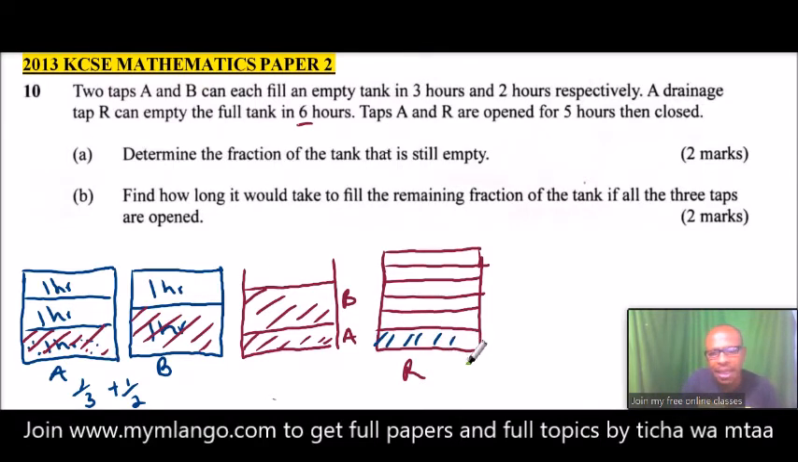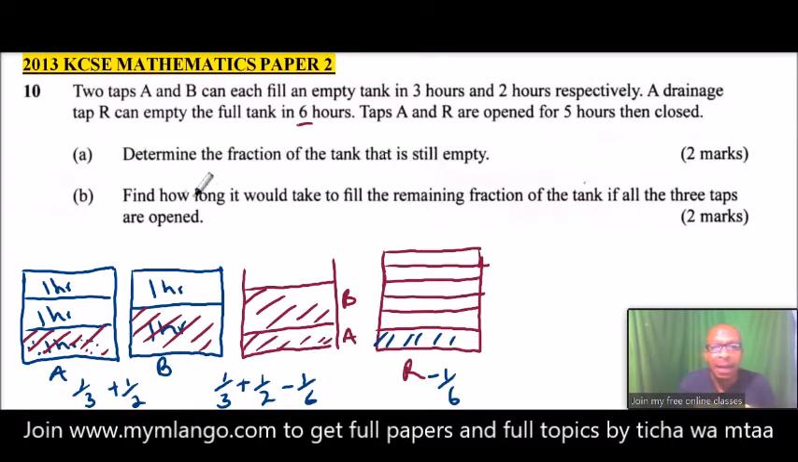So it means that if we open all the taps, then this is 1/6, which you can say is minus because it is removing the water. So if all the taps are opened, then the water that will be in the tank in 1 hour will be a third plus a half minus 1/6. And once you understand that information, then this will be a very easy question for you.